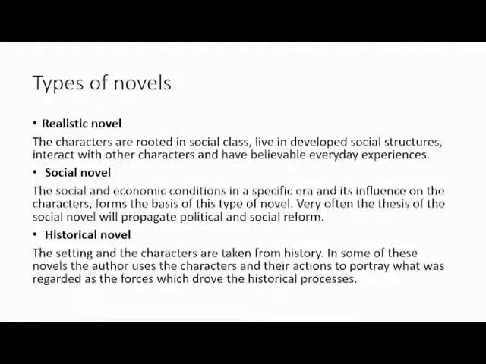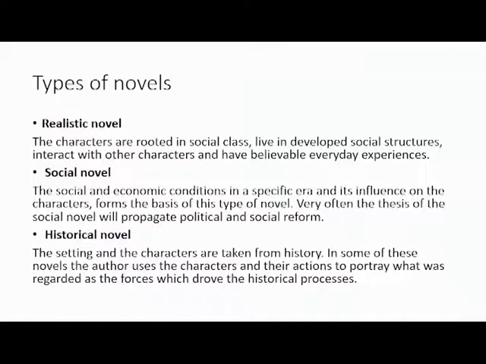And then we have the social novel. The social and economic condition in a specified era and its influence on the characters form the basis of this type of novel. Very often, the pages of the novel will propagate political and social reform.